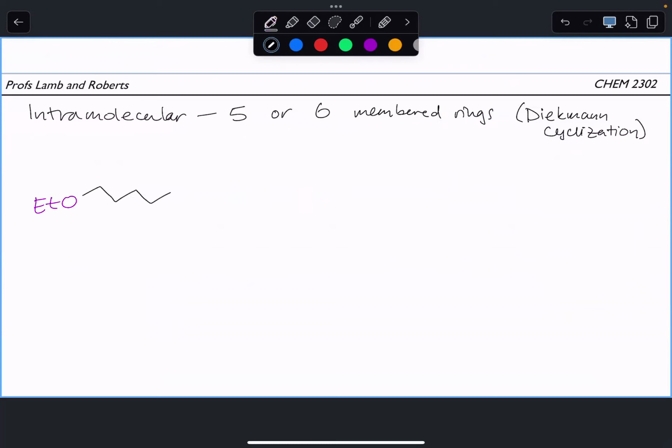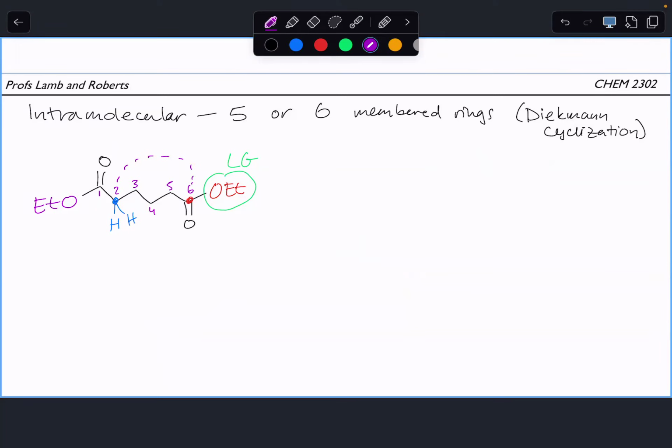1, 2, 3, 4, 5, 6. Okay. So I'm going to arbitrarily decide that my right ester is my electrophile. So the red OEt is going to be my leaving group. And then my left ester is going to be my nucleophile. It has 2 alpha protons, so that's good. And then if I number my carbons, 1, 2, 3, 4, 5, 6. If I connect carbon 2 to carbon 6, I will make a 5-membered ring. So again, we need 5 or 6 membered rings, so that's good.